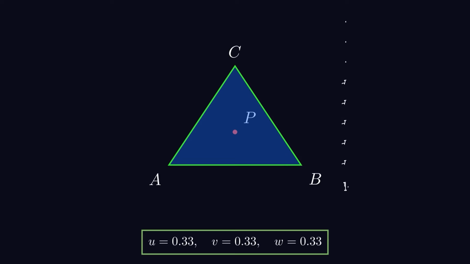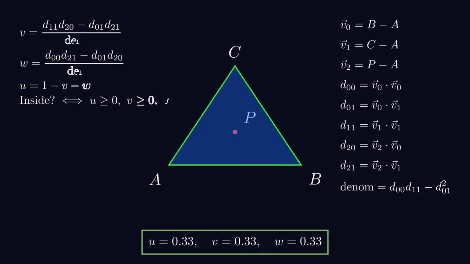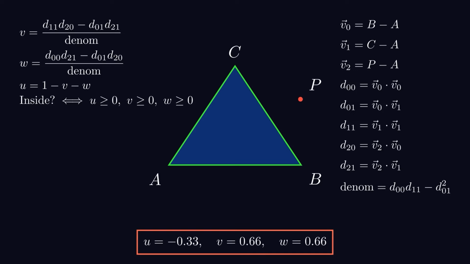But how do we know whether a point belongs to a certain triangle? To know whether a point lies within a triangle, we apply this formula, and if terms u, v and w are all positive, then the point lies within the triangle. If one of these terms is negative, then the point lies outside of the triangle.